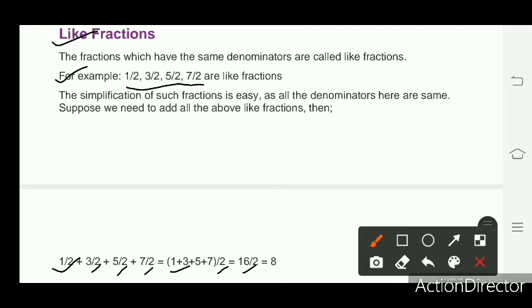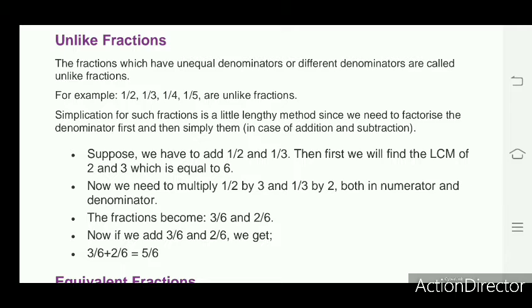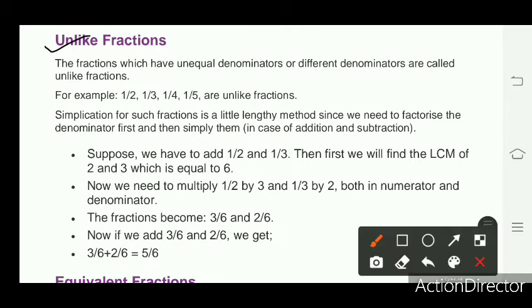And like fractions also help us to find the greater fraction out of two or more given fractions. Now, unlike fractions: the fractions which have unequal or different denominators are called unlike fractions. For example, 1 upon 2, 1 upon 3, 1 upon 4, 1 upon 5 are unlike fractions.